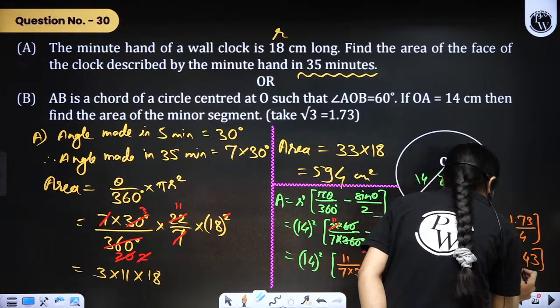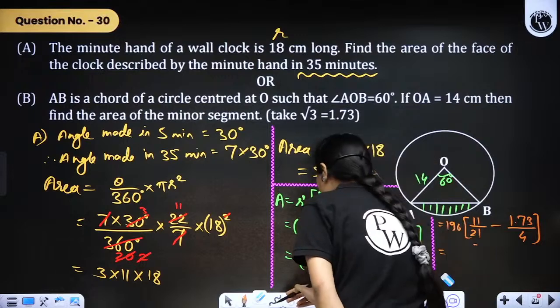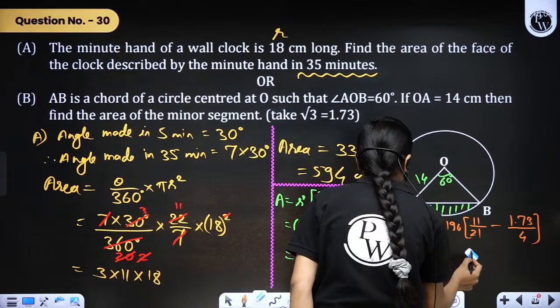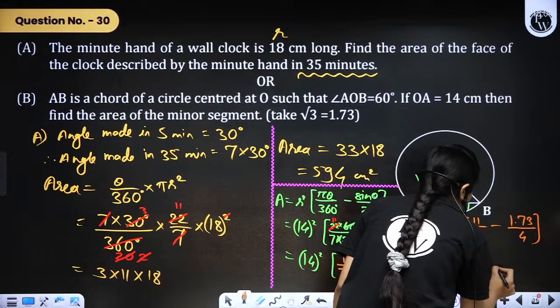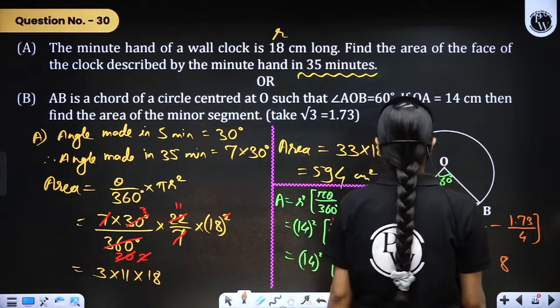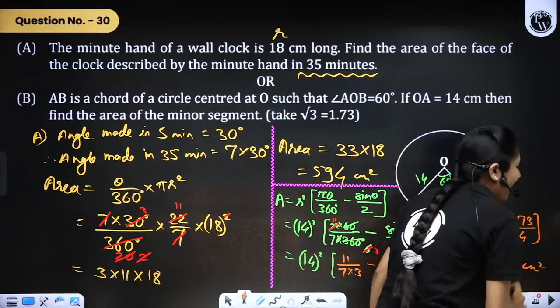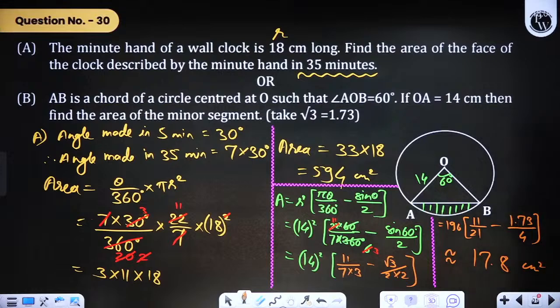So I'm directly writing here approximately 17.8. Not the direct value you can write. Whenever there is the decimal section, you can just write it as approximately 17.8. Centimeter square is the required area. 17.8 is the approximate required area. Okay, beta.